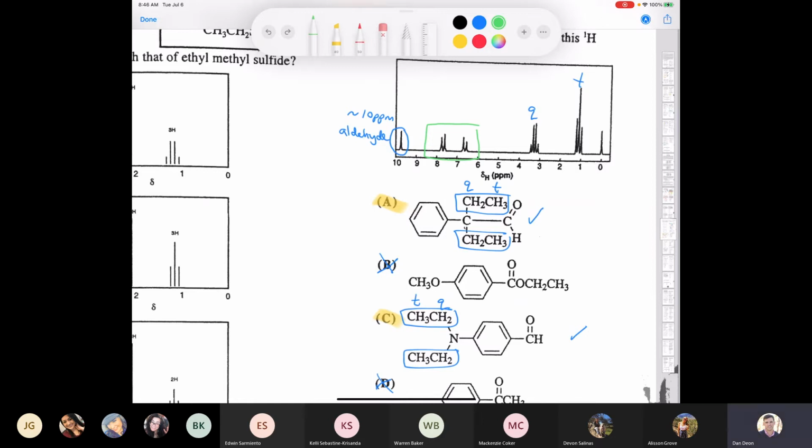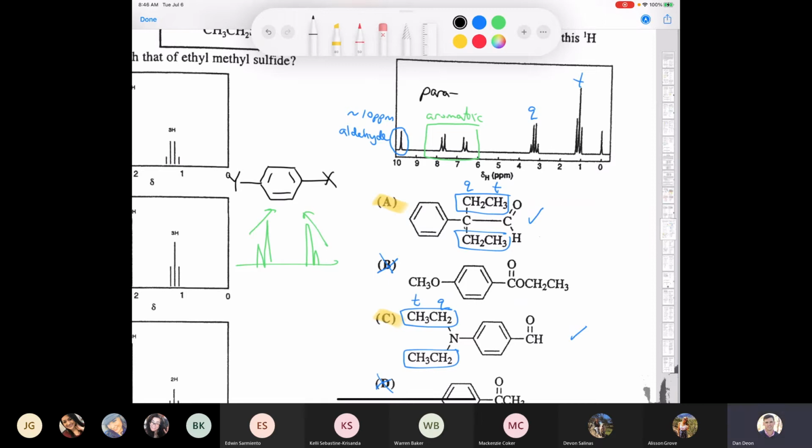When we have a doublet of doublets in the aromatic region, these are the aromatic protons. Whenever they're like this, you have a doublet and then another doublet, kind of pointing towards each other. This is a pretty crummy sketch that I'm making here. What that means is that you have an aromatic ring with 1,4 substitution. You've got one group here and the other group over here. That's called para substitution.